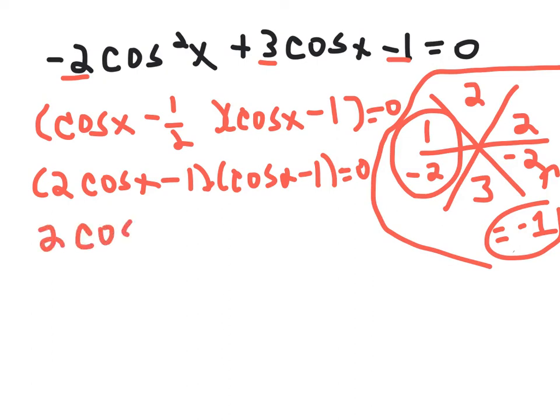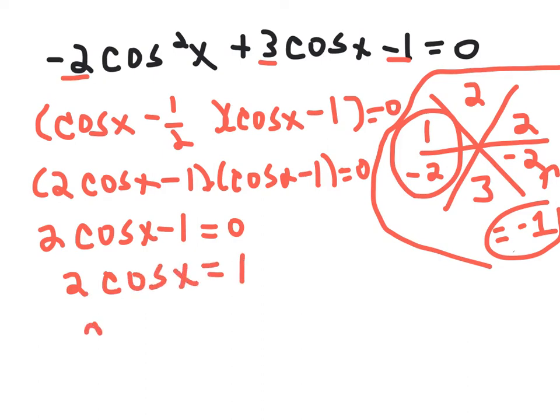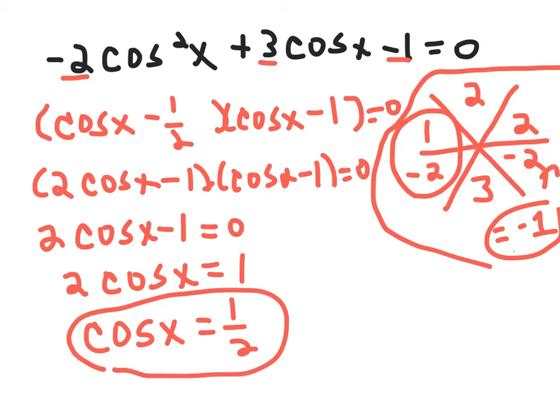So this becomes 2 cosine x minus 1. Let's set it equal to 0 and solve this. If I add 1 to both sides, I get 2 cosine x is equal to positive 1. Divide through by 2. I get cosine x is equal to 1/2. Again, I just added 1 and divided by 2. All right, now we're ready to go search for the angle for the first expression.